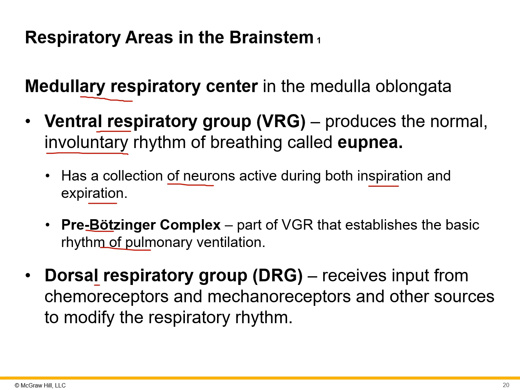And then we have the dorsal respiratory group, so ventral and dorsal. So the dorsal group receives input from chemoreceptors as well as mechanoreceptors to modify that respiratory rate. And so again, just kind of the normal rhythm is the ventral respiratory group, while the dorsal group is looking more at those chemoreceptors, at changes in pH or things like that, or mechanoreceptors.